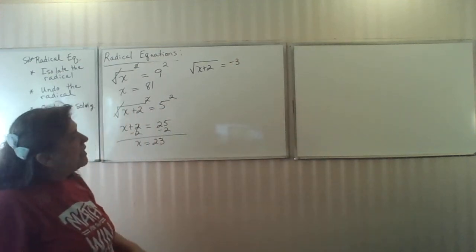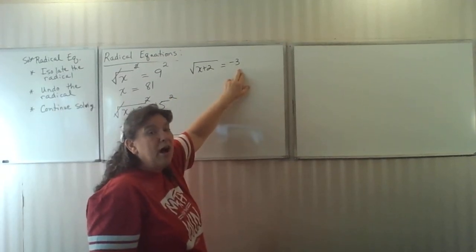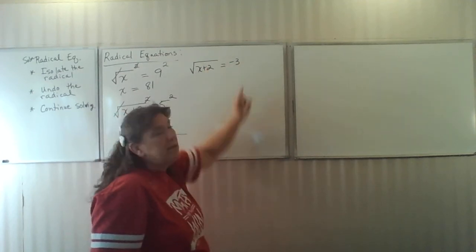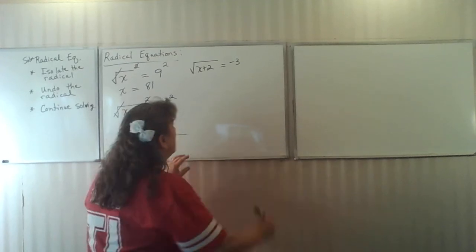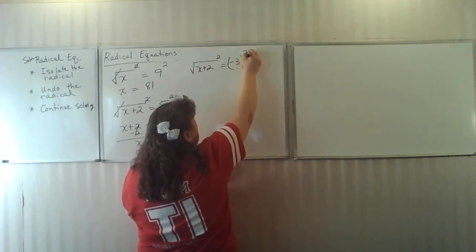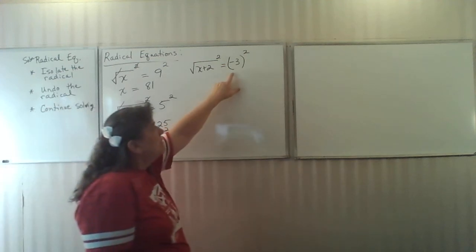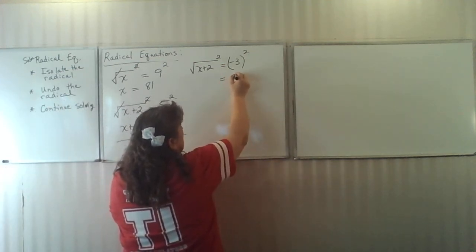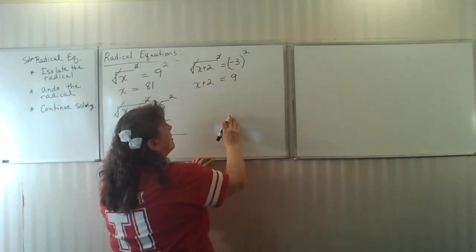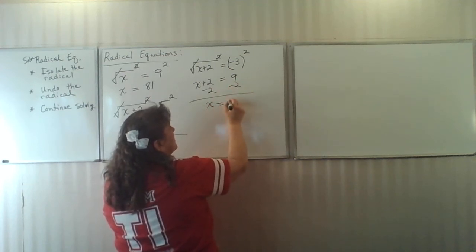Now, say I didn't notice that I have a square root equal to a negative, or I forgot that that's not possible because a square root is assumed to be a positive answer. If I didn't remember that and I squared, this thing has to be put in parentheses because the -3, that whole thing has to be squared. And so -3 times -3 produces a 9. The square undoes my square root, and I have x plus 2 equals 9. Solve for my x, and I have x equals 7.